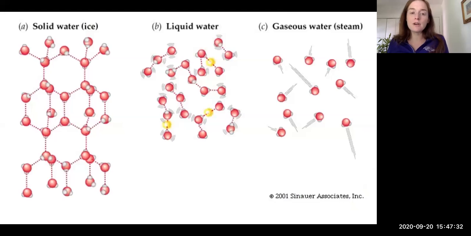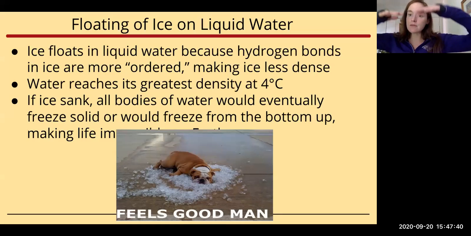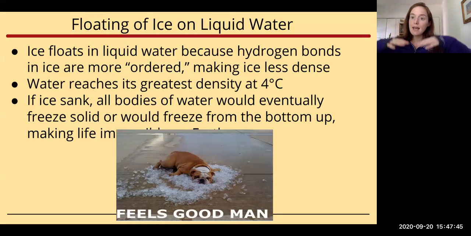It's a big deal for life because if ice did sink in water, then water would likely freeze from the bottom up, or any ice that did form would sink. And so nothing could ever get a hold. Like no grass could grow in a winter, no plants could survive. Like life wouldn't be possible if water was more dense in its solid state. And so this is pretty cool.